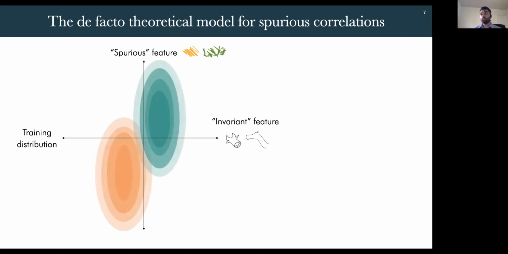Now, what existing theory does is it imagines that the data distribution looks something like this. So the data distribution is essentially something like two Gaussians that are overlapping.